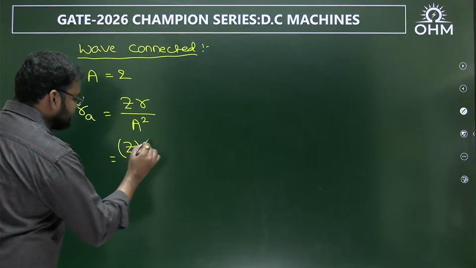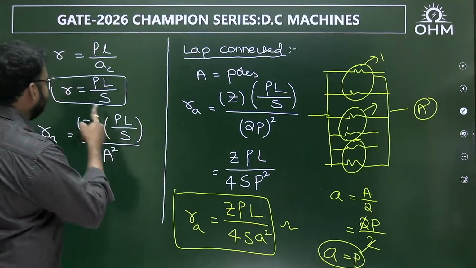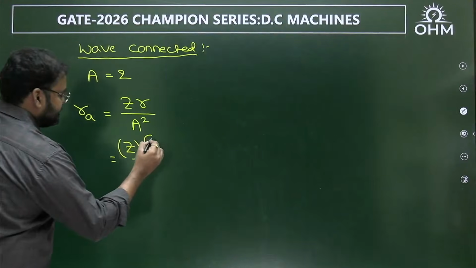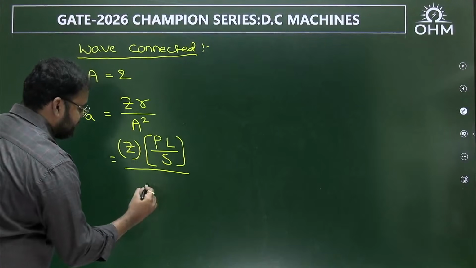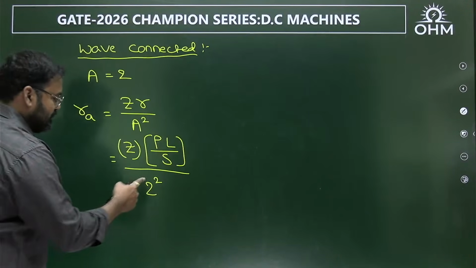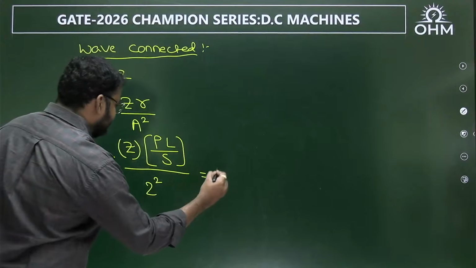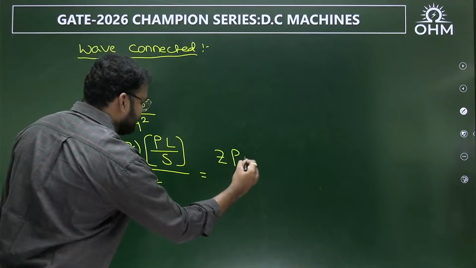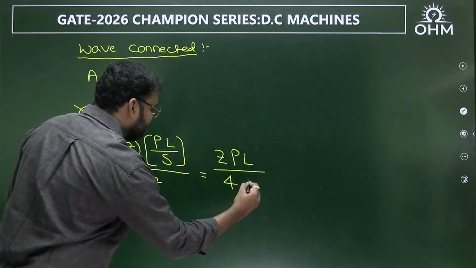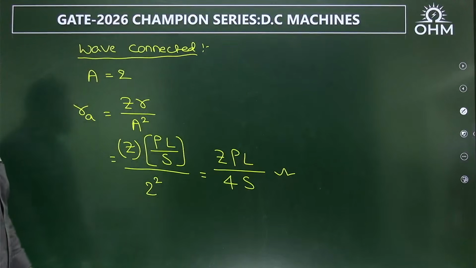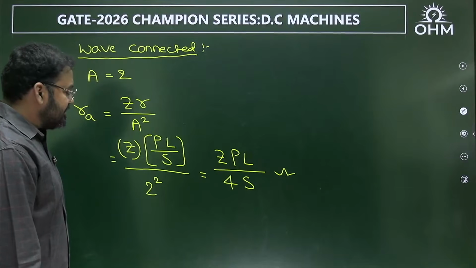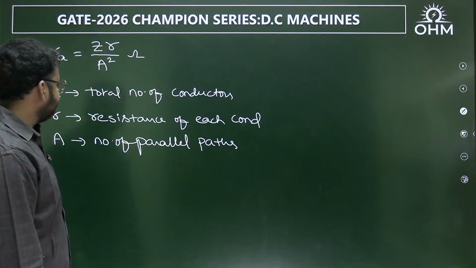Z into, what is the resistance of each conductor? We found, right? Rho L by S by A square. That is indirectly 2 square. 2 square is 4. Then the final answer is Z rho L by 4 into S. This is the value of armature resistance when the machine is wave connected.